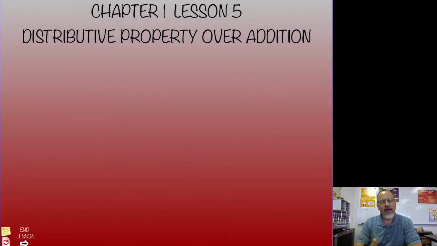Chapter 1, Lesson 5, and we want to look at another property of mathematics called the distributive property. Now, the distributive property sounds like the word distribute, and if you think about that, it might help us as we move forward into the understanding of this property.